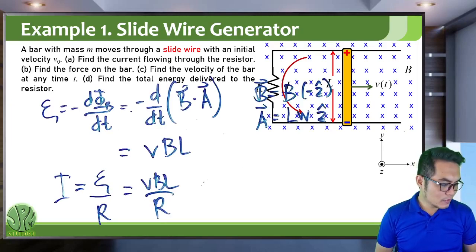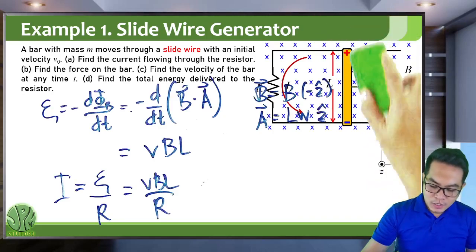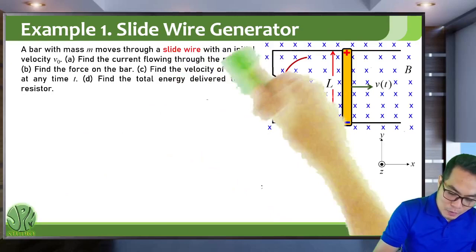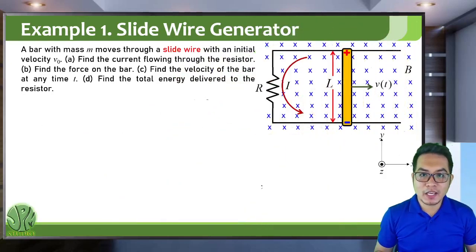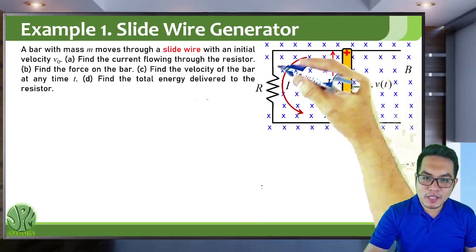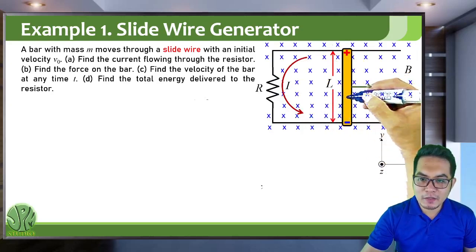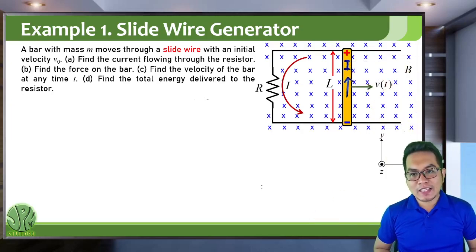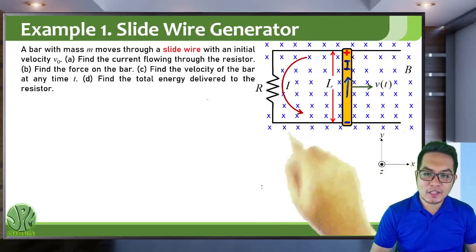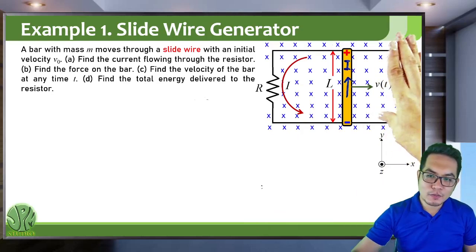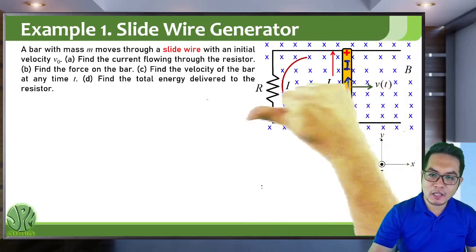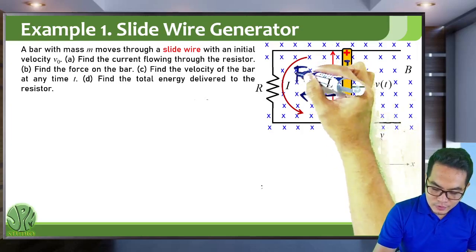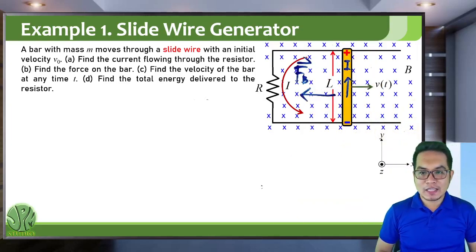Letter B. Find the force on the bar. You will notice that our bar becomes a current carrying conductor. Current flows in a counterclockwise manner, meaning inside the bar, current will actually be flowing upward. So if you have a current carrying conductor, you expose it to an external magnetic field, then I cross B, B is into the page, and there will be a force in this direction. So the magnetic force will be in that direction.